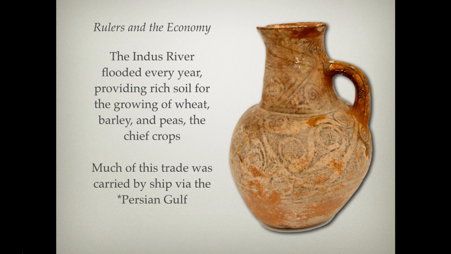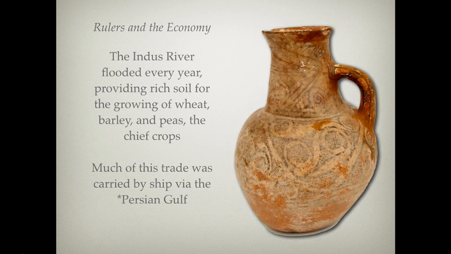We have wheat, barley, peas. These tend to be the chief crops in the Indus River Valley civilization. And, of course, being in its prime location, it's actually positioned perfectly to trade with ships via the Persian Gulf to the Mesopotamian River Valley civilization. So we're going to see an intimate bond between the Mesopotamian people and the Indus River Valley people, because just going out of those rivers and meeting in the Persian Gulf will become somewhat a natural step for kind of an international trade.